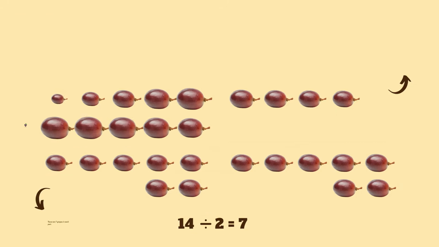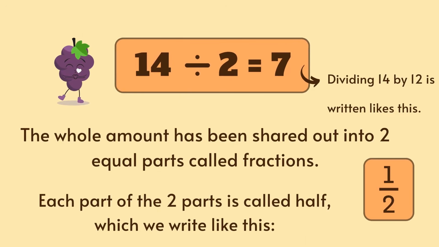Look at those grapes. The whole amount has been shared out into 2 equal parts called fractions. Each of the 2 parts is called a half, which we write like this. 14 divided by 2 is 7.